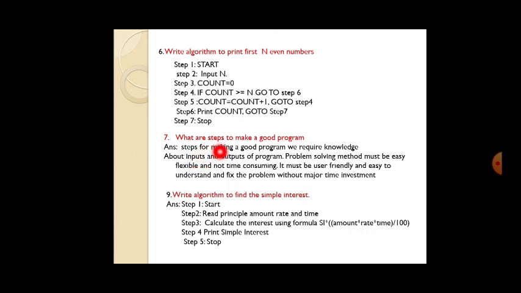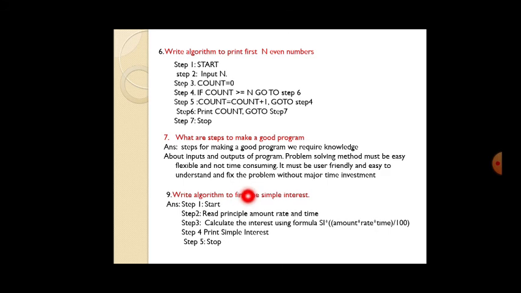Then what are the steps to make a good program? Steps for making a good program: we require knowledge about the inputs and the outputs of the program. Problem solving method must be easy, flexible and not time consuming. It must be user friendly and easy to understand, and fix the problem without major time investment.